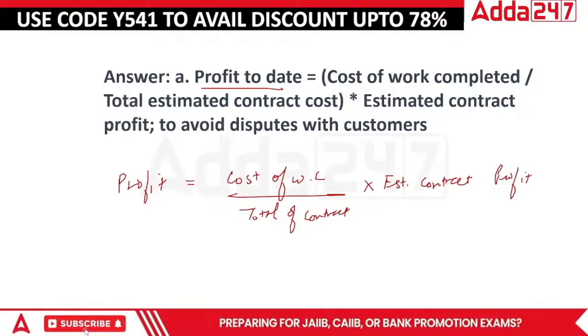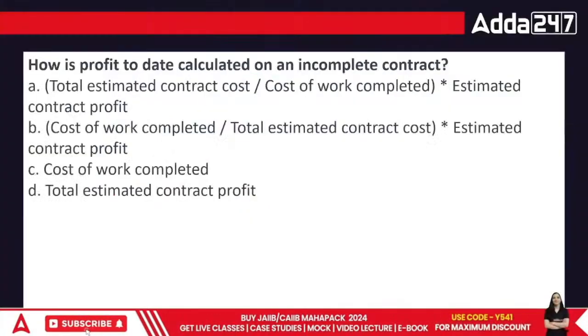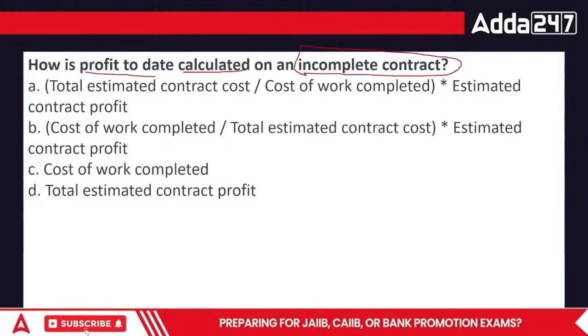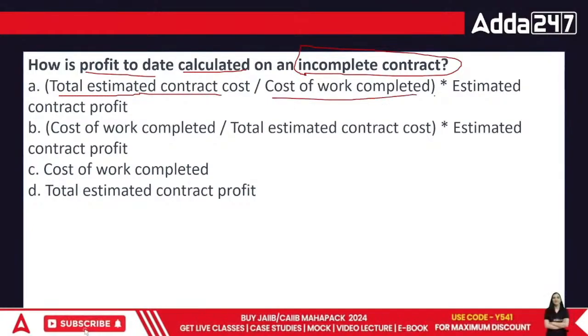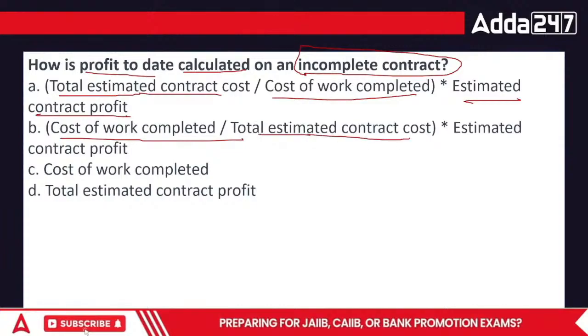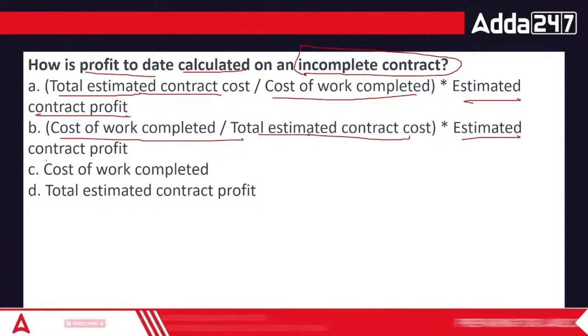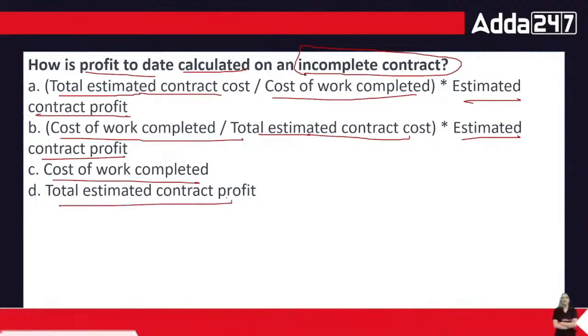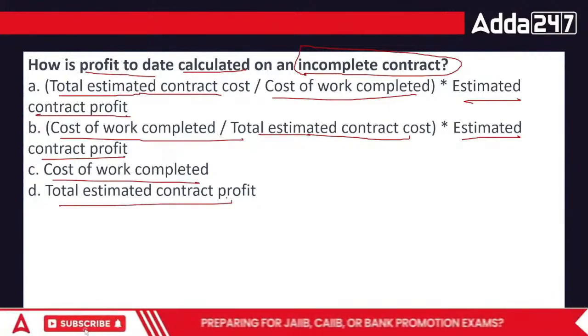Done. Now comes the next question. How is the profit to date calculated on incomplete contracts? When we talk about incomplete contracts: total estimated contract divided by cost of work completed multiplied by estimated contract profit; cost of work completed divided by total estimated contract cost; estimated contract cost or cost of work completed or total estimated contract profit. What's going to be the answer?